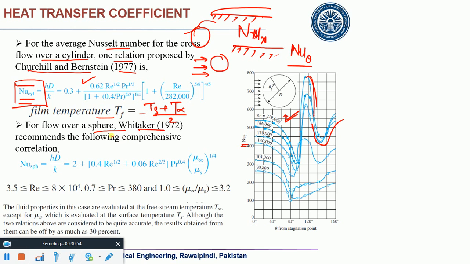For flow over a sphere, Whitaker in 1972 recommends the following comprehensive relationship, this one. Why is it a comprehensive relationship? Look at the range where you can use it. Reynolds number from low to very high, Prandtl number from low to very high, and the same for mu infinity over mu s. Okay, so these are the relationships used for heat transfer coefficient for bluff bodies.